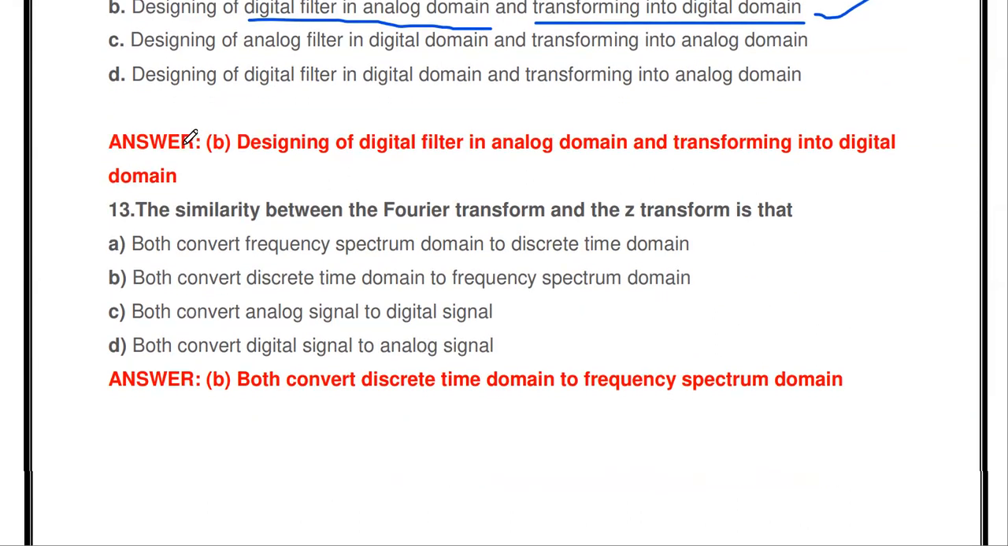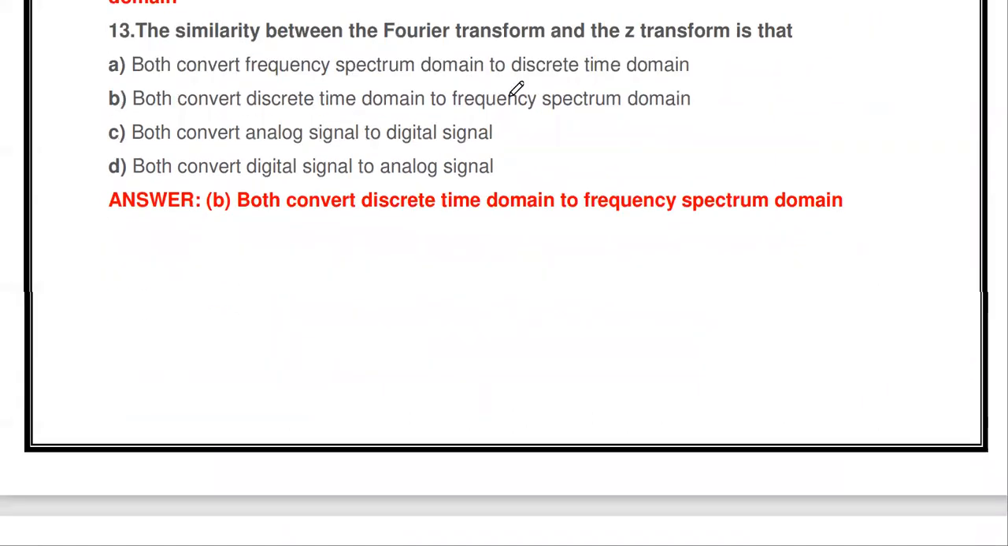The next thing: the similarity between Fourier transform and Z transform is that. So what is the similarity between the Fourier transform and Z transform? Both convert frequency domain to discrete time domain. Both convert discrete time domain to frequency domain. Both convert analog signal to digital signal. Both convert digital signal to analog signal.